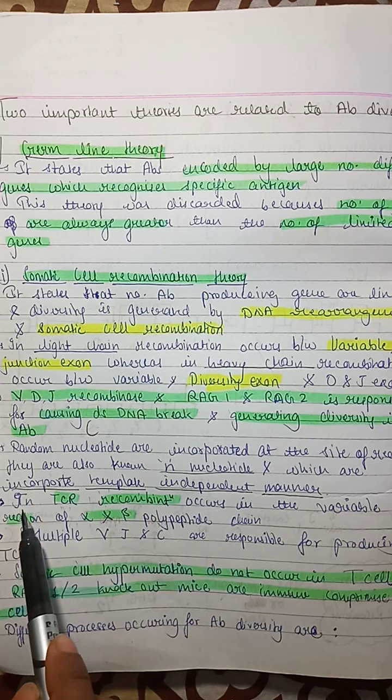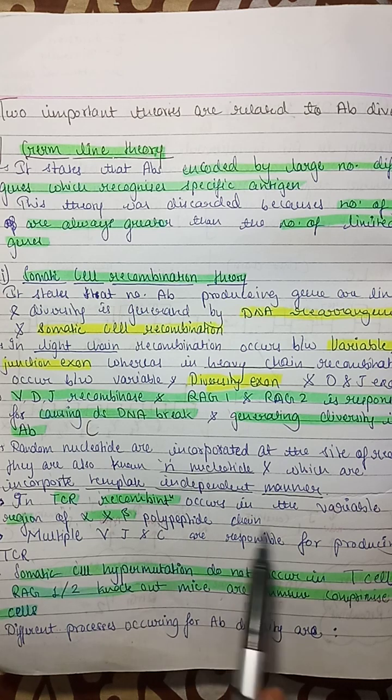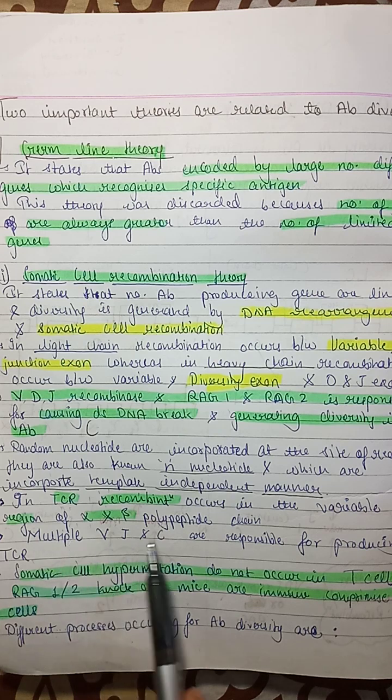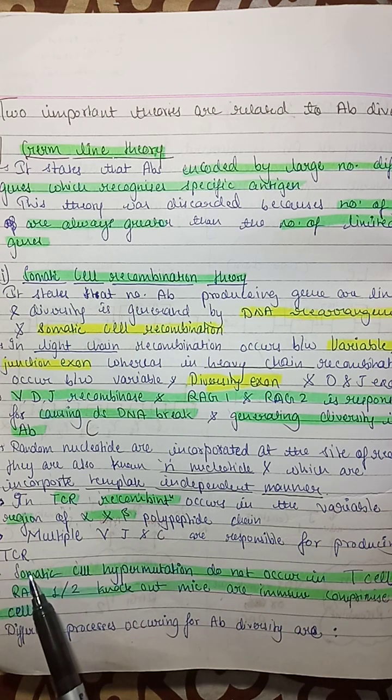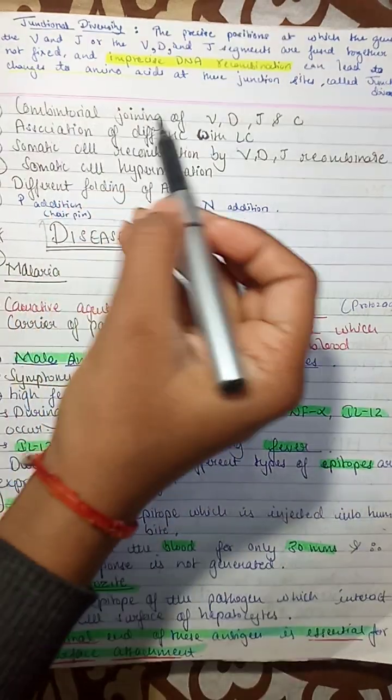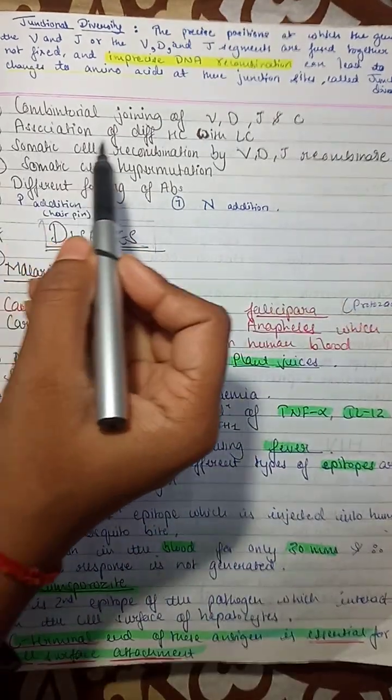In the T cell receptor, recombination occurs in the variable region of the alpha and beta polypeptide chains. Multiple V, J and C segments are responsible for producing the T cell receptor. Somatic hypermutation does not occur in T cells. In RAG1 and RAG2 knockout mice, the mice are immune compromised because the antibody diversity is less.